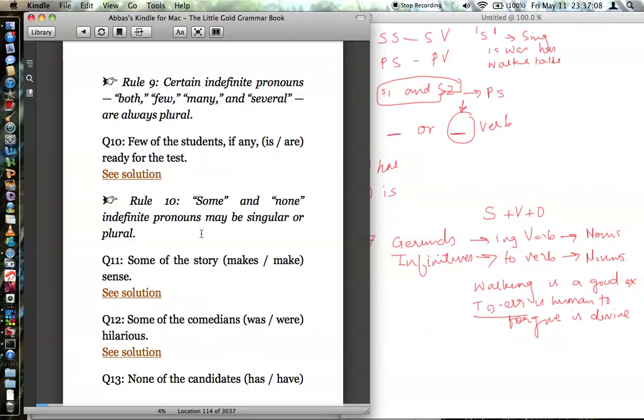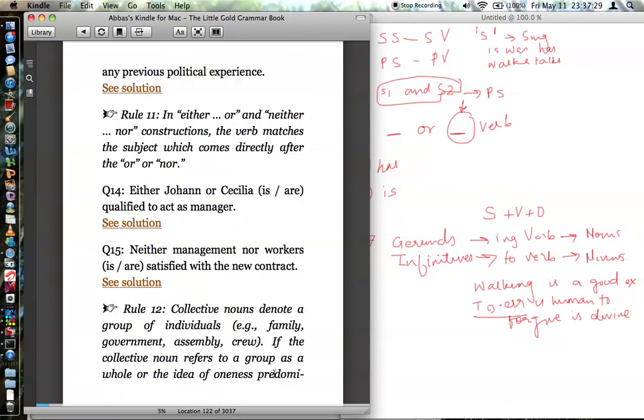And here in some and none, the noun which is part of the prepositional phrase decides the verb that follows. So you say some of the story, the story being singular, you say makes sense. Some of the comedians were hilarious. None of the candidates have any previous political experience.